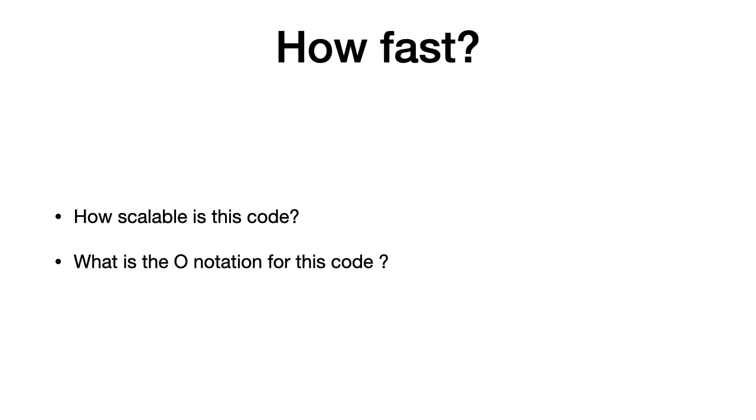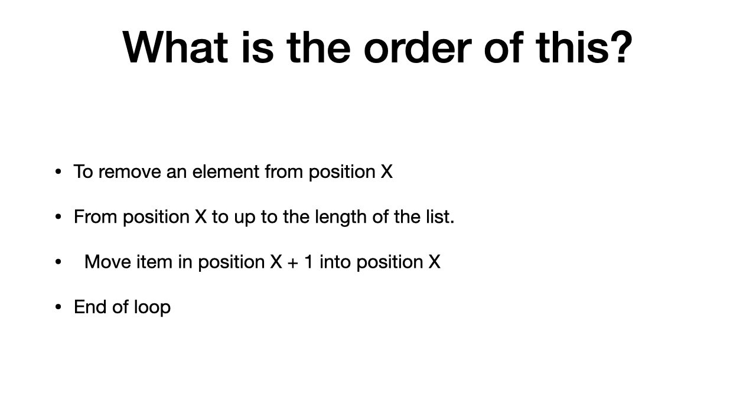Okay, let's look at this in a bit of slow detail, but we'll go through the details. So how do we work out the order n of this? Well, the first thing we need to do is sketch out what the code for doing this would look like. So here's my sketch. To remove an item from position X, starting from position X and up to the end of the list, move the item in position X plus 1 into position X. Keep going until you reach the end of the loop. So what order is this pseudocode?